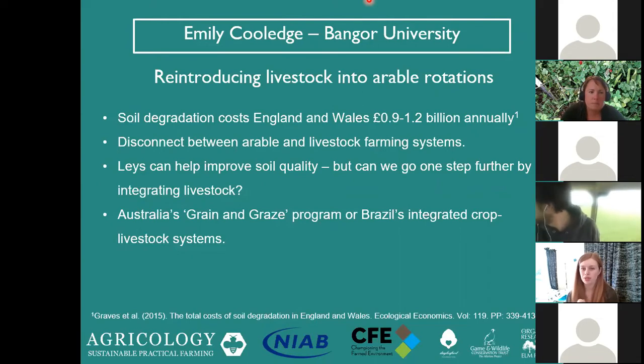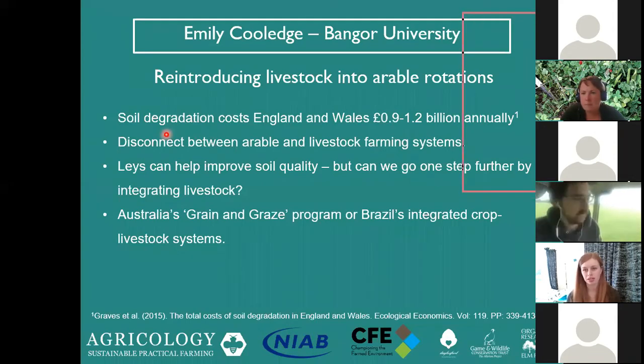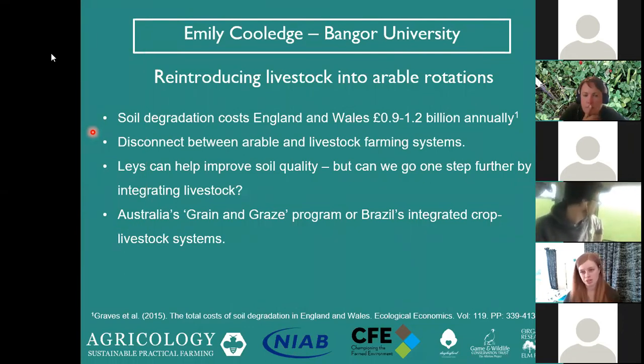So why are we so interested in reintroducing livestock back into crop rotations? Soil degradation is a major problem in UK agriculture. It costs England and Wales between 0.9 and 1.2 billion pounds annually. But primarily 85% of this is caused by the loss of soil organic matter and through compaction, either by farm machinery or by livestock. So this is a shared problem that we have in livestock and in arable farming systems. This is quite driven by farm specialisation, which obviously is caused by farm policy, so CAP and all of that.